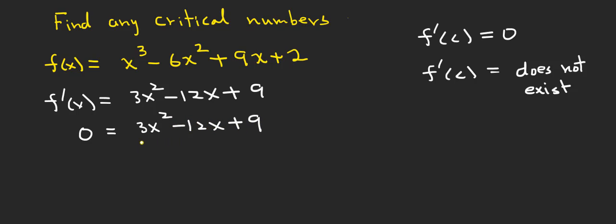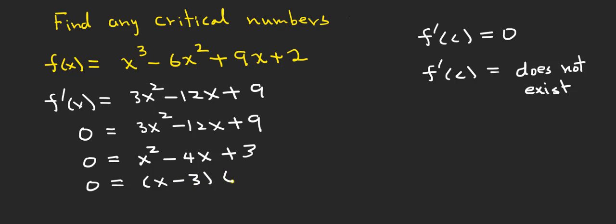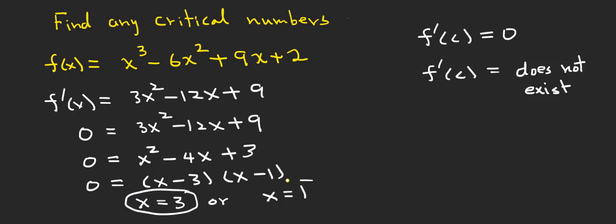Let's divide everything by 3. You get 0 equals x squared minus 4x plus 3. This is factorable. So you get x minus 3, x minus 1. Therefore, x is equal to 3 or x is equal to 1. Now, these two values, x equals 3 and x equals 1, make the derivative go to 0. So we have two critical numbers here, x equals 3 and x equals 1.